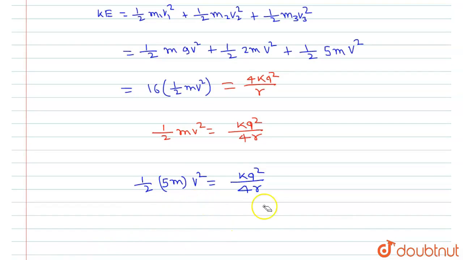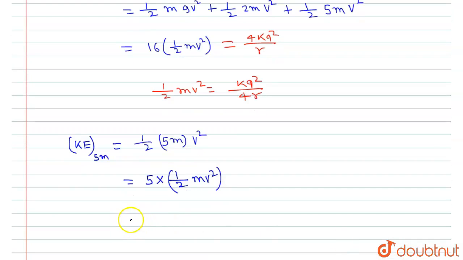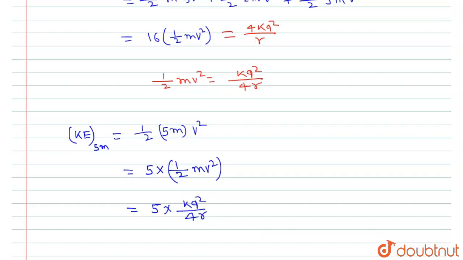No, this value is not equal to 4R. This value we have to find. Clear? Kinetic energy of third particle means mass is what? 5m. This we have to find. Clear? So this is equal to 5 into 1 by 2 mv square. Clear? Now 1 by 2 mv square is equal to what? KQ square by 4R. So 5 into KQ square divided by 4R.